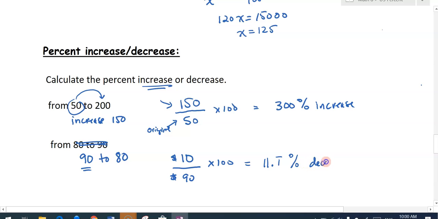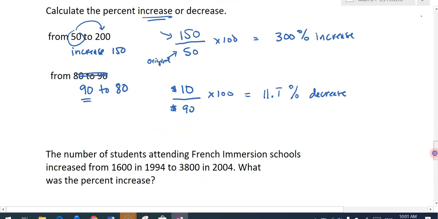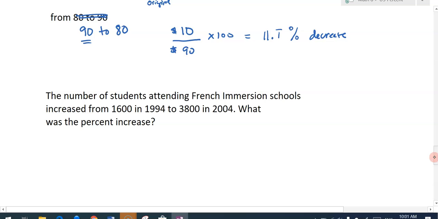So percent increase is how much it went up by as compared to the starting. Percent decrease is how much it went down by as compared to the start point. So for example, the number of students attending French immersion schools increased from 1,600 to 3,800. What was the percent increase? Well, you have to take your 3,800, subtract your 1,600, and you're going to get that the number of students increased by 2,200 as compared to the starting of 1,600, and I'm going to change that into a percentage.